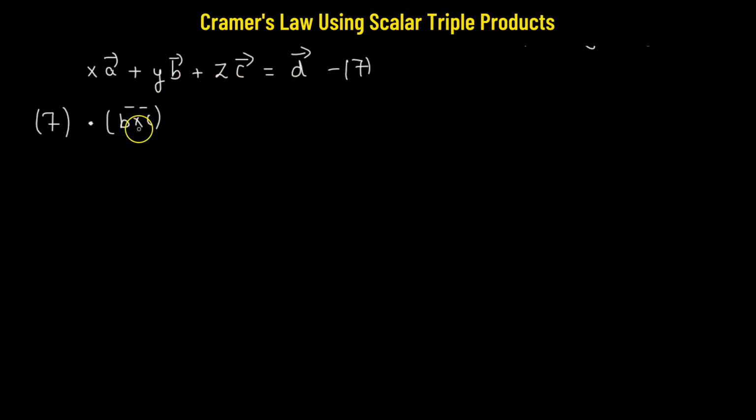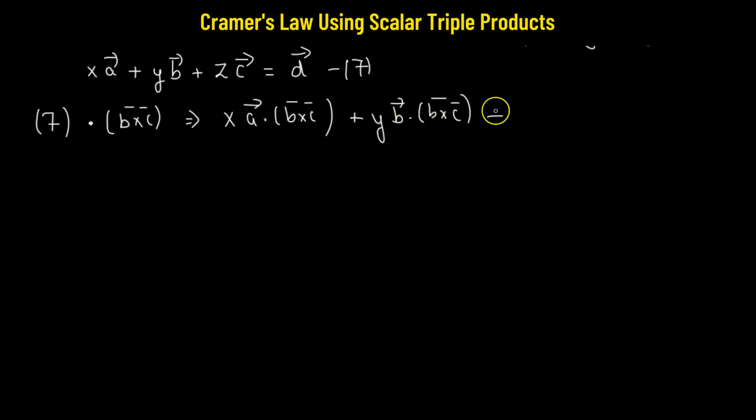Now this is a dot product, so we'll have to be a little bit careful here. So we have x, the first term, times a vector dotted with b cross c. Then we have the second term, so that will be y times b vector dotted with b cross c. Then the third term will be z times c vector dotted with b cross c, and this will be equal to d vector dotted with b cross c.